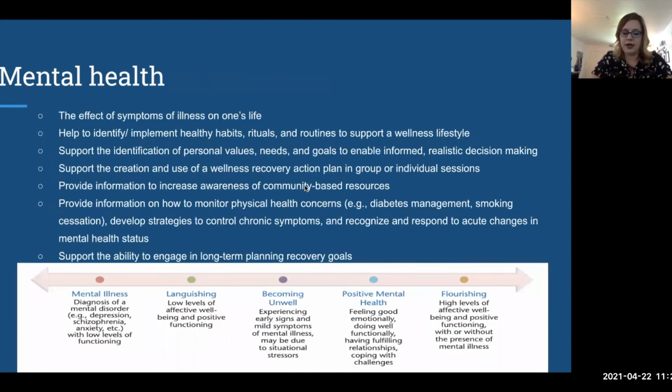Mental health is another component of a patient's well-being that an OT can assist with, and it's closely linked with health promotion. So in the absence of health, we see the effect of symptoms of illness on one's life and on their mental health. OTs can help to identify and implement healthy habits, rituals, and routines to promote and support a healthy lifestyle. We support the identification of personal values, needs, and goals to enable informed, realistic decision-making. We support the creation and use of a wellness recovery action plan or individual sessions. We provide information to increase their awareness of community-based resources.